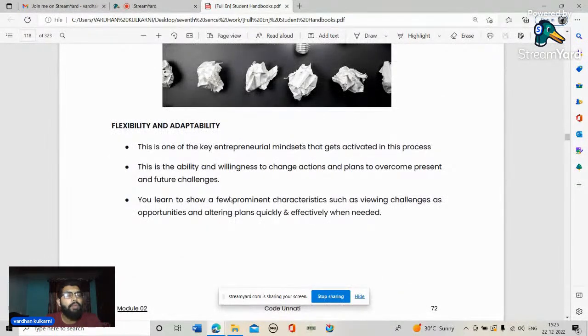Then flexibility and adaptability, which I explained to you long before. Again, the same thing is here. This is one of the key entrepreneurial mindsets that gets activated in the process. Again, this is the ability and the willingness to change actions and plans to overcome present and future challenges. You can learn to show a few prominent characteristics, such as viewing challenges as opportunities and altering plans quickly and effectively when needed.